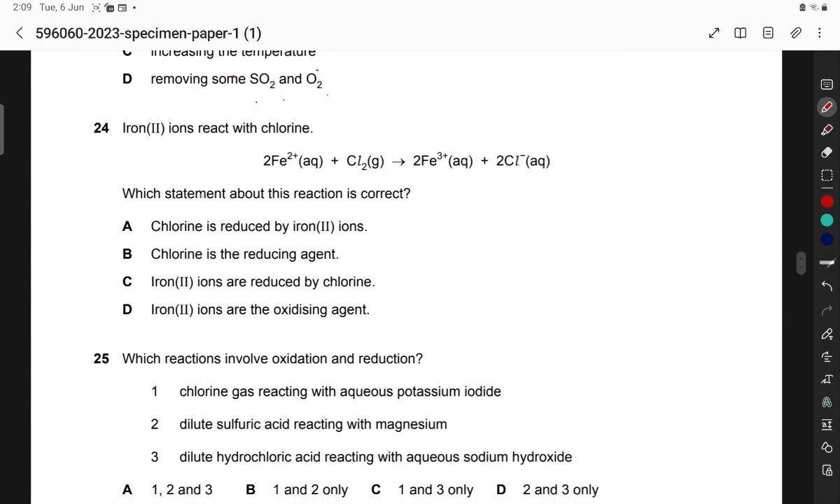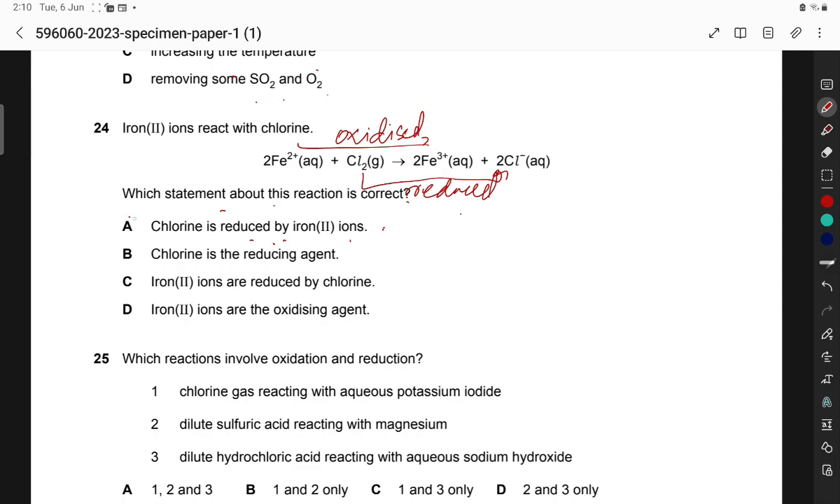Iron 2 ions react with chlorine. Which statement about this reaction is correct? Chlorine is reduced by iron 2 ions. Chlorine is oxidized. Chlorine is reduced. Yes, chlorine is reduced. 0 and -1. Chlorine is reduced by iron 2 ions. Yes, it is correct. Iron is oxidized, chlorine is reduced.